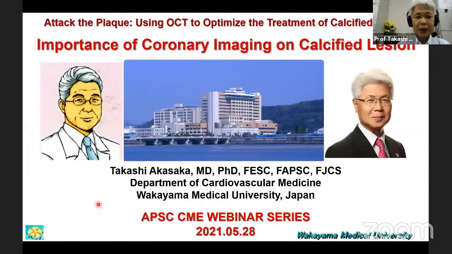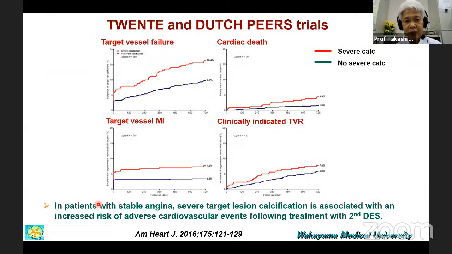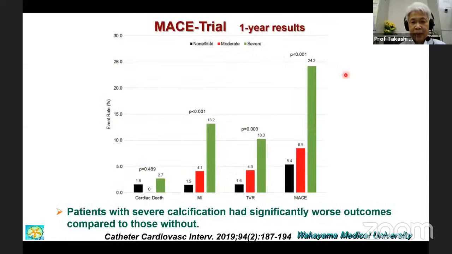Today my talk is the importance of coronary imaging on calcified lesions. This is my disclosure. As you may know very well, in cases with stable angina, severe target lesion calcification is associated with an increased risk of adverse cardiovascular events following treatment with second generation DES compared with no severe calcification, as shown in this slide. And this is another slide. As you may know, patients with severe calcification had significantly worse outcomes compared to those without in MI, TVR, and MACE, as you know very well.